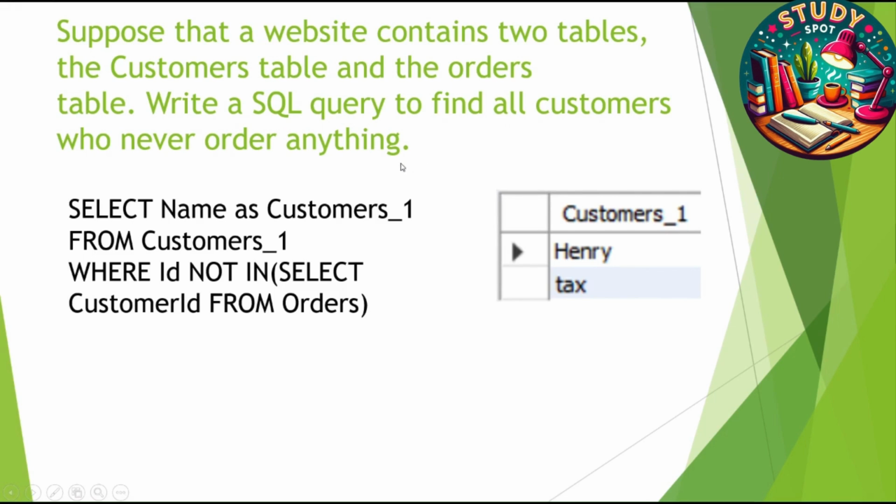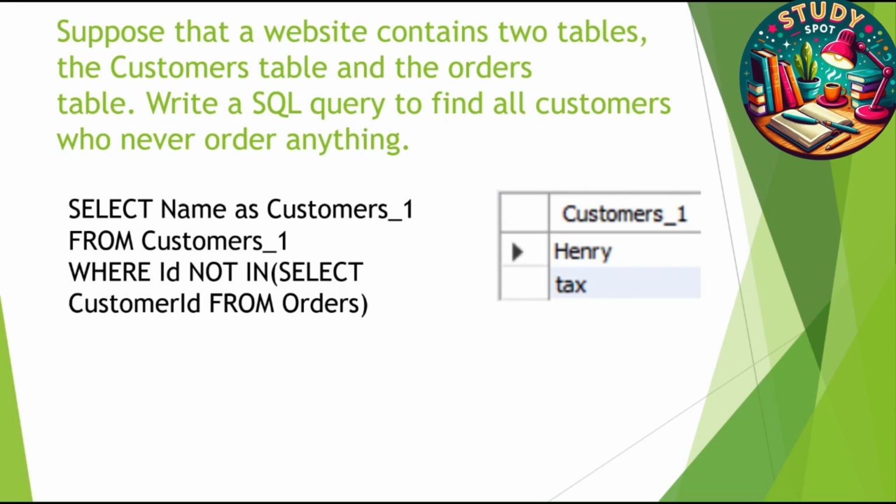Select name as customers from customers where ID not in (select customerId from orders). The query retrieves data from the customers table which contains customer information. Select name as customers selects the name column from the customers table and renames it as customers in the output.